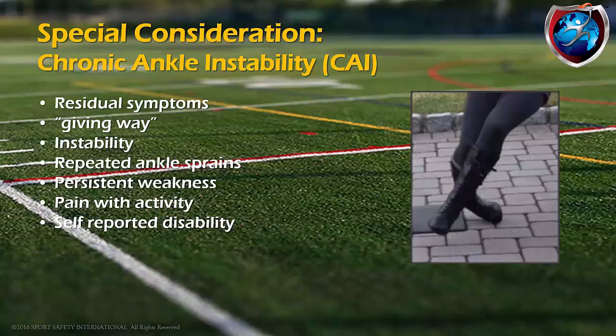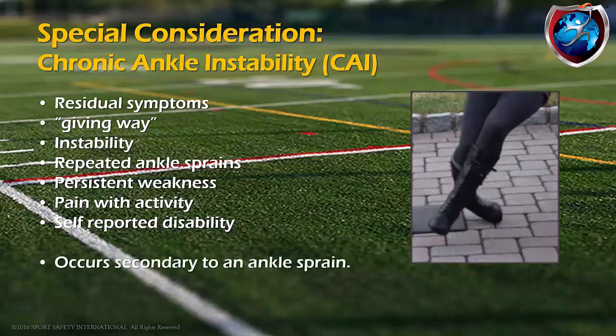Chronic ankle instability, or CAI, is characterized by residual symptoms that include feelings of giving way and instability, as well as repeated ankle sprains, persistent weakness, pain during activity, and self-reported disability. CAI is believed to occur secondary to ankle sprain.